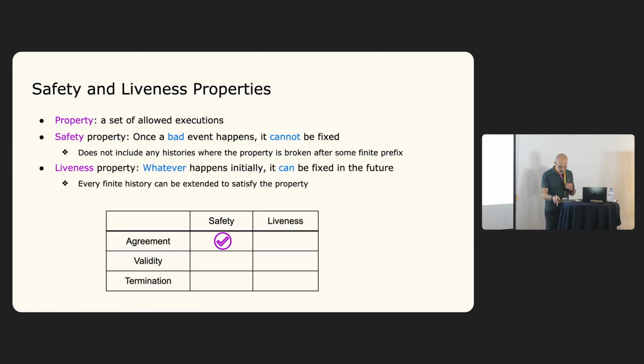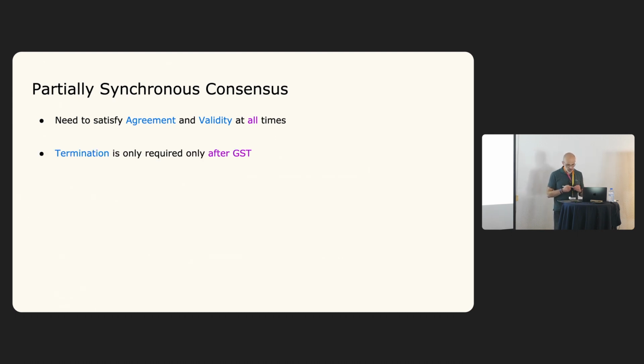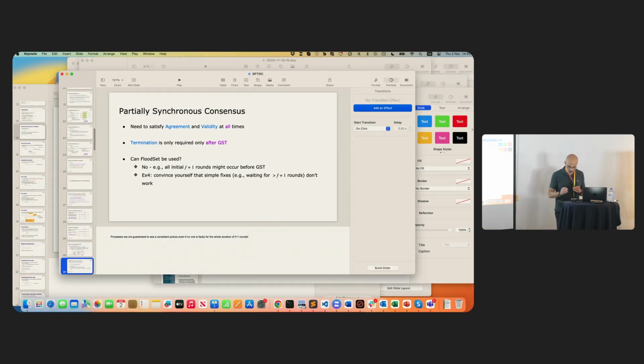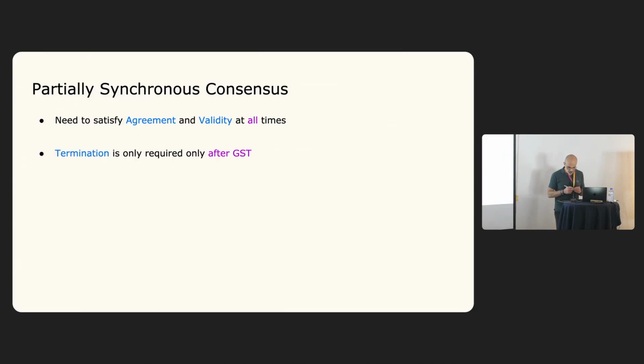So this I'm going to skip, as we already know what safety and liveness are. So let's talk about partially synchronous consensus. That's our next stop. What is important about partially synchronous consensus is that it needs to satisfy agreement and validity at all times, including before GST, and then termination only after GST occurs.